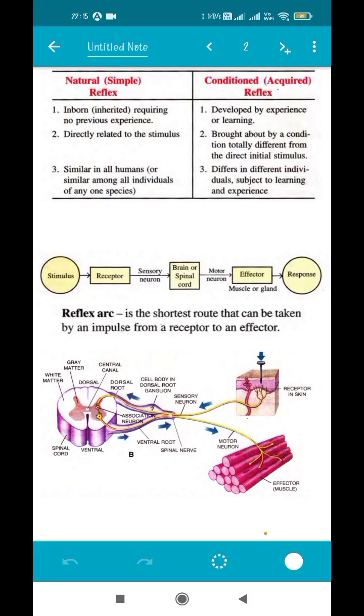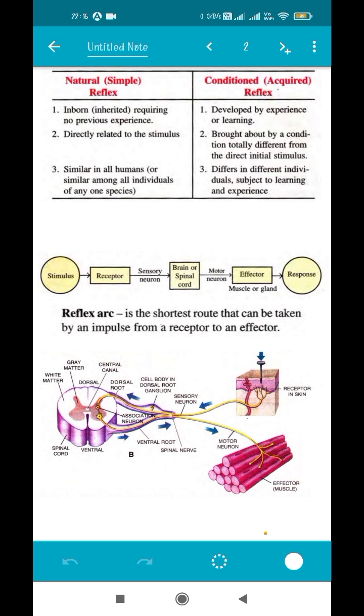Now let's talk about how the entire response system happens, or what the reflex arc is. The reflex arc is the shortest route that can be taken by an impulse from the receptor to an effector. I told you, when we touch a hot object, that signal is sent to the brain or to the spinal cord by the sensory neurons. The brain will then send another signal by the motor neurons to the muscles, which is called the effector, and then we will move our hands away.